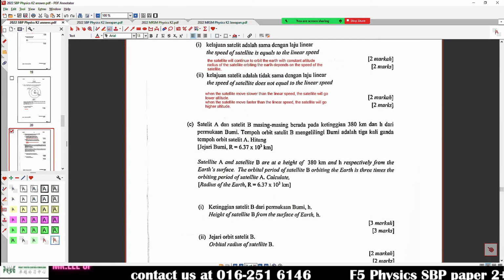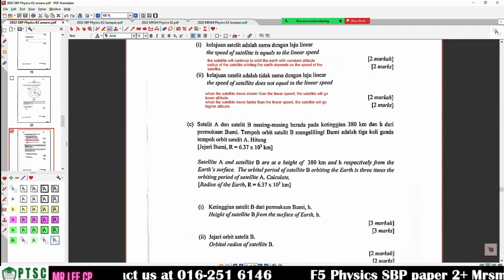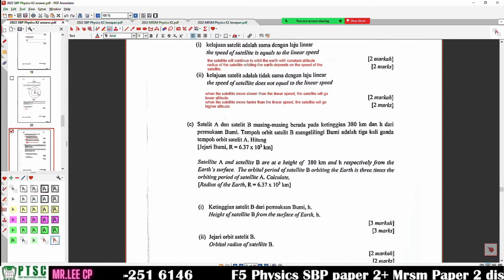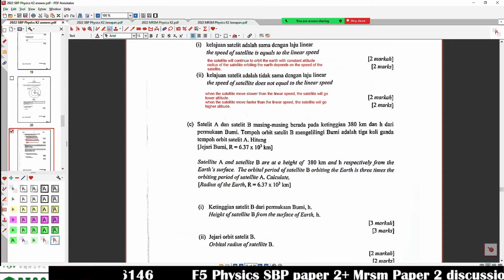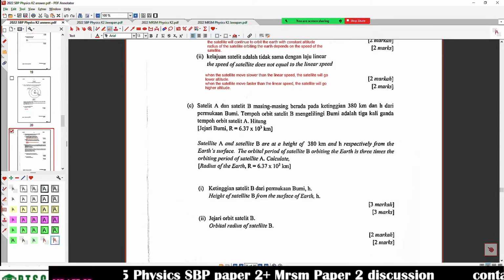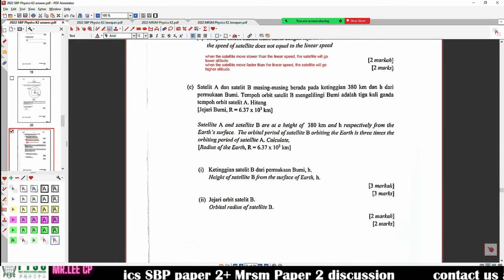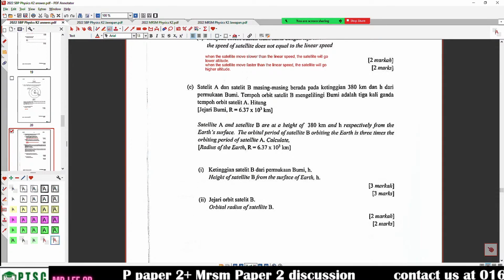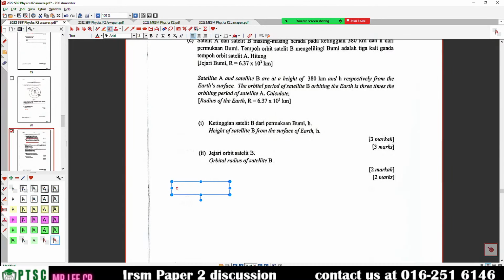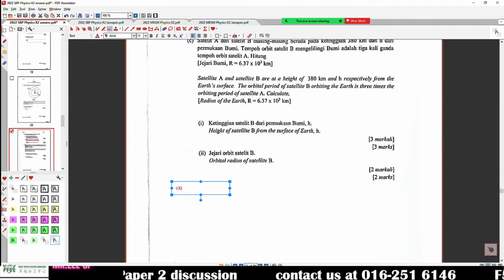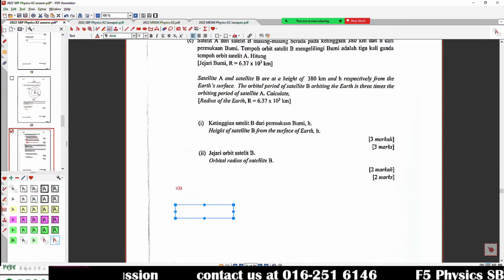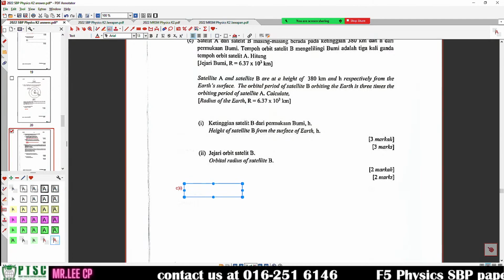Now, satellite A and B are at the height of 380 km and h respectively from the Earth's surface. The orbital period of B orbiting the Earth is 3 times that of satellite A. Calculate: first, the height of B from the surface of the Earth. Number 1, C1. We are going to do C1 here.